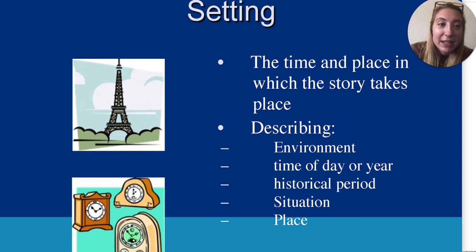I want you to write down, take notes about the setting, and then there will be a little quiz on Edmodo where you're going to tell me the book you read, and then describe the setting to me. Remember, when we are describing, we want to write in complete sentences, which means the first letter is always capitalized and there's always a period or punctuation at the end.